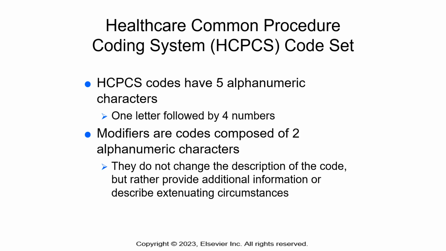Okay, we've talked about diagnostic coding, we've talked about procedural coding. There is also another set of coding that is called the Healthcare Common Procedural Coding System, very commonly referred to as HCPCS. Those codes have 5 alphanumeric characters: one letter and then four numbers. They may have modifiers, usually two-number modifiers.